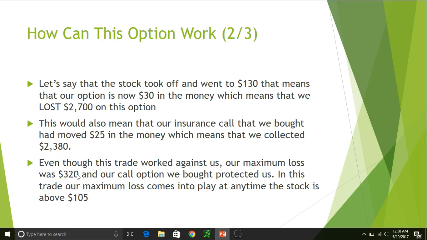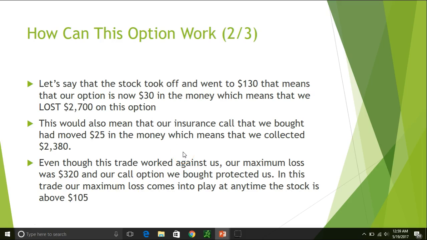So even though this trade worked against us, our maximum loss was 320, and our call option we bought protected us. In this trade, our maximum loss comes into play anytime the stock is over 105. So we will explain here after the next slide exactly how we find out maximum loss.